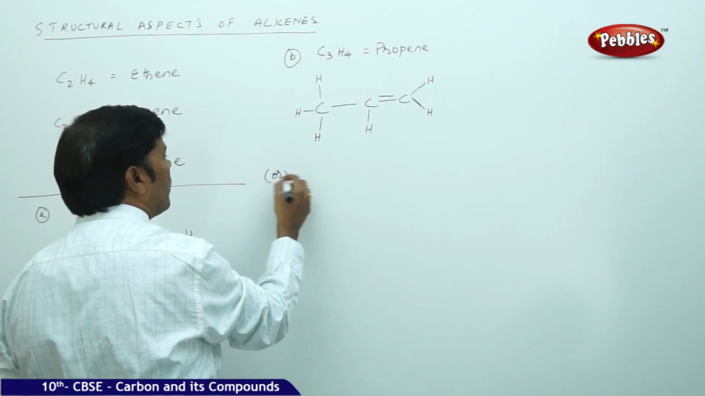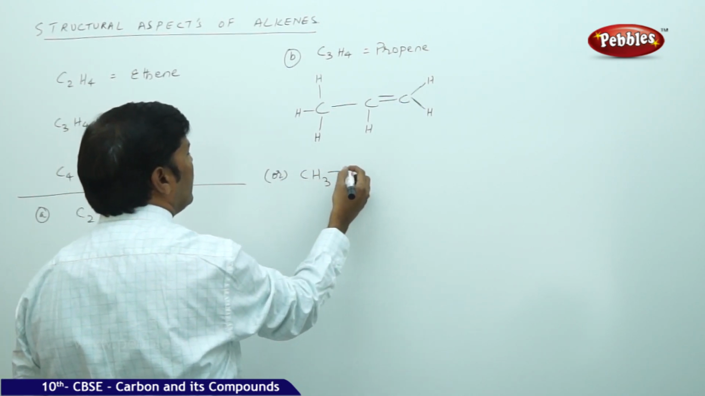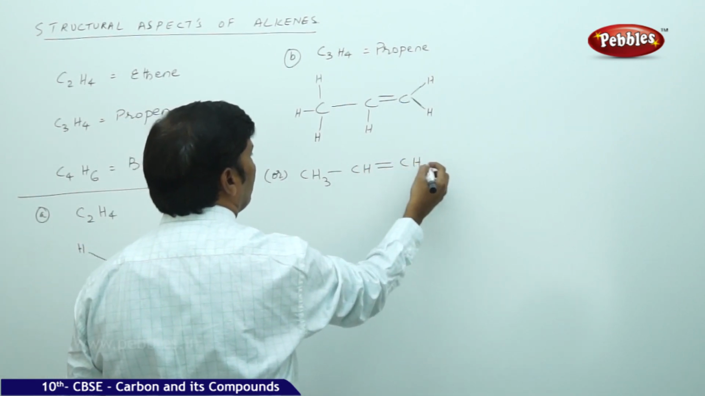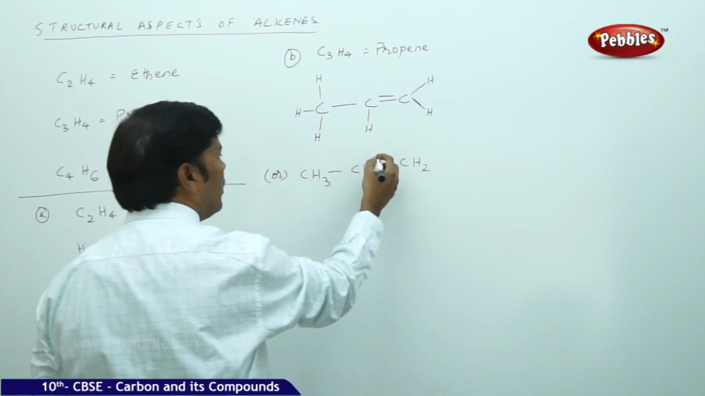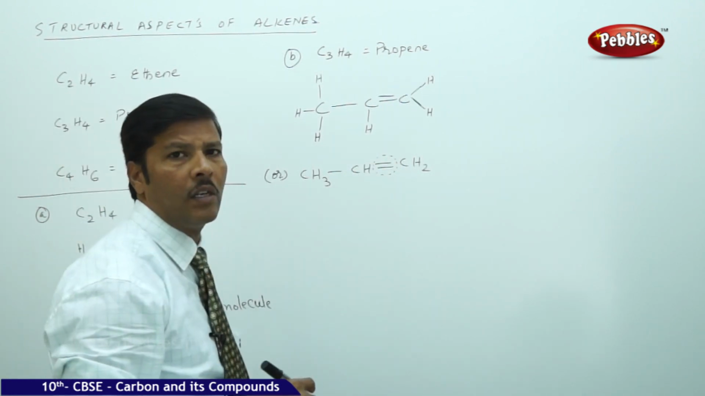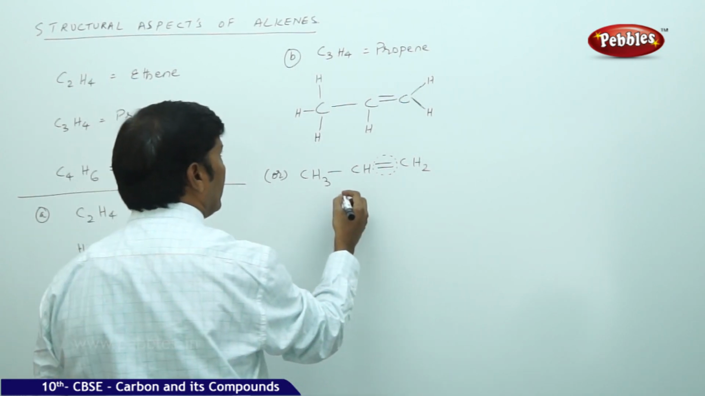You can just write it simply as CH3 single bond, CH double bond, CH2. You can see that in the longest chain of carbon there is a double bond. That's why we can call this propene.